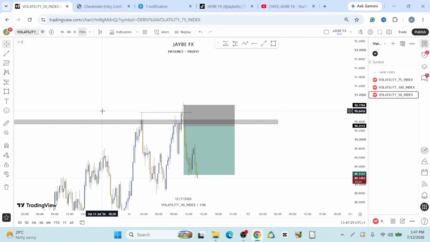You will hit stop loss a lot. So make sure first thing first, your POI is correct.